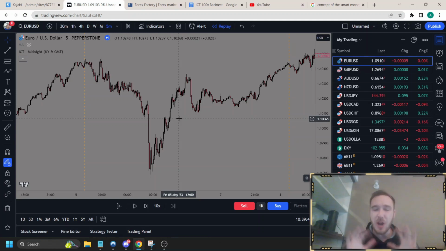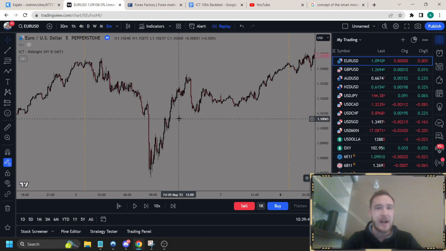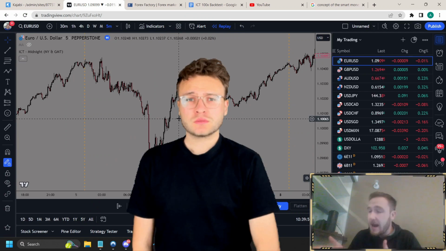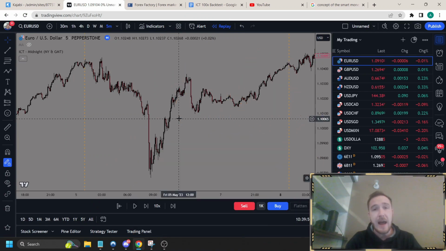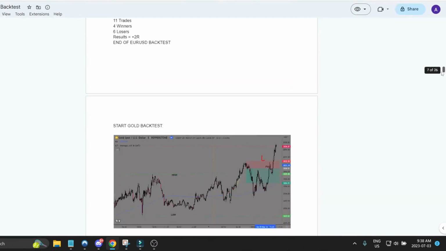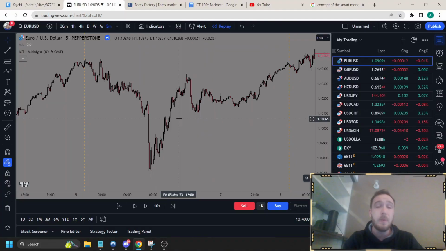I'm going to do a 100 trade back test trading the ICT smart money concept trading strategy to determine if it's a good trading strategy or a bad trading strategy. Not only that, I'm going to document every single trade that I take so that we can have a look afterwards, and not only just for me, but for you guys to open up a Google document and look at all the trades that I take and learn from them.